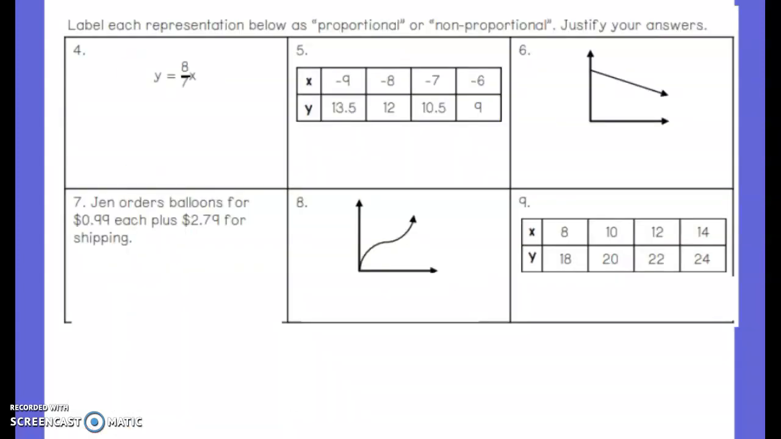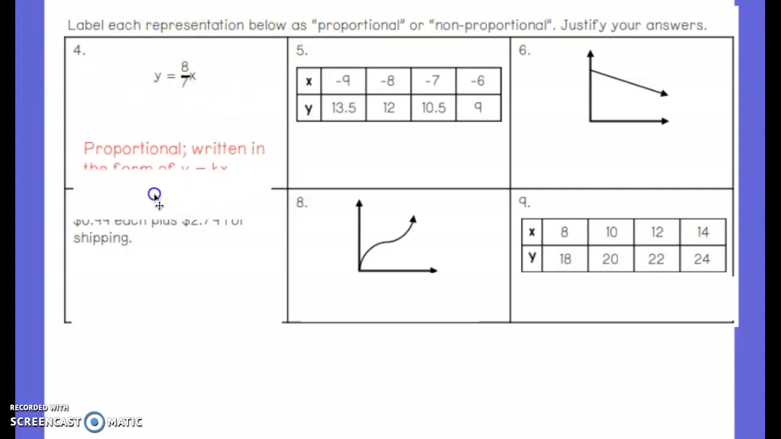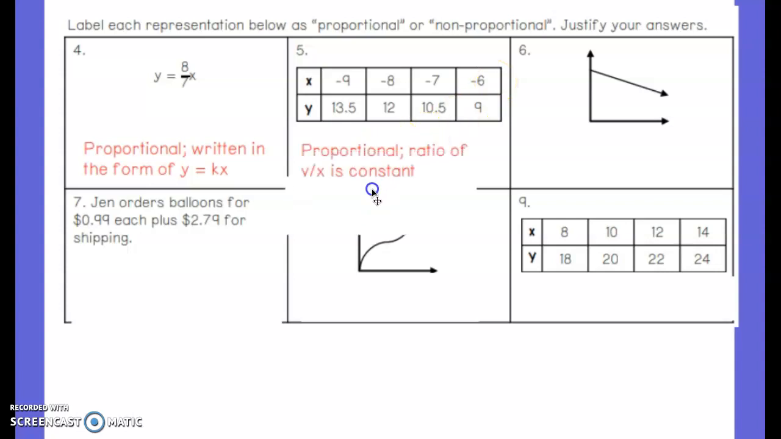If I'm looking at these examples, I need to figure out if they're proportional or not proportional. According to my notes, number 4, it's a proportional relationship. Number 5, I'm going to use the calculator and divide y divided by x every time to see if I get the same number. In this case, I will get negative 1.5 each time, so it is a proportional relationship.